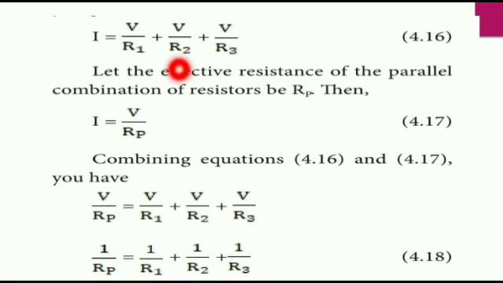Then this is equal to V by R1 plus V by R2 plus V by R3. The potential is common, so taking this side 1 by Rp, and V is common, therefore voltage cancels. What is remaining? 1 by Rp is equal to 1 by R1 plus 1 by R2 plus 1 by R3. If the number of resistors are connected in series, the total resistance is the sum. But here it is a parallel connection.